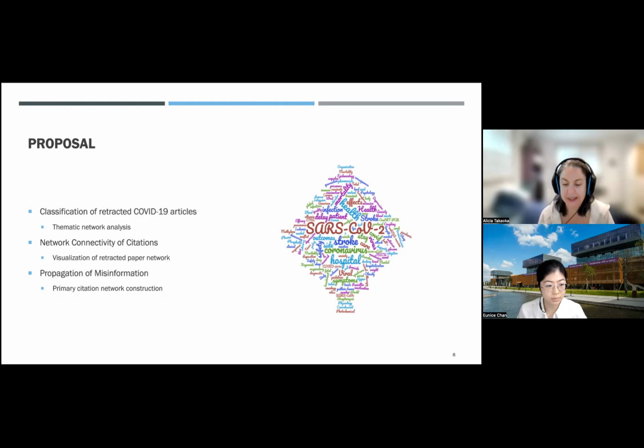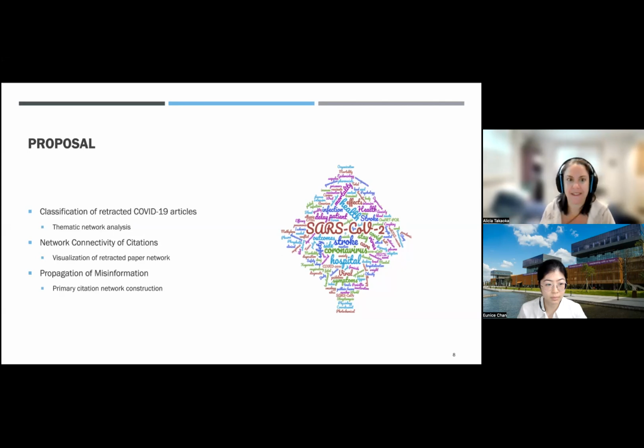So in our proposal, we said that we would do 3 different things. So I said that we would classify retracted COVID-19 articles, and this would be based on disciplines. So they're thematic disciplines, like medicine, sociology, and technology. And we would be looking for the strength between their relationships, strong and weak ties, and thematic analysis to cluster articles together. The reason for retraction would also be identified.